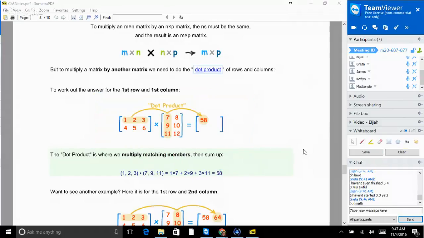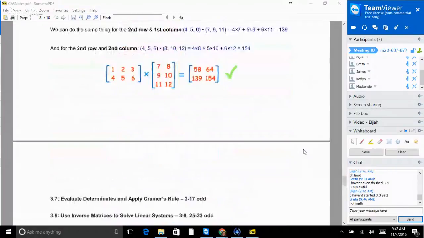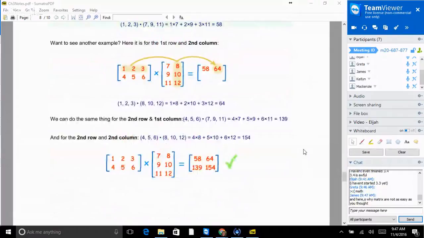Did I scare everyone, or does it feel like maybe it's doable? James says that here's why matrix is not as easy as you thought. Basically, it's possible, right? Don't be scared. It's actually like a system, and we're going to figure out the system and we'll be able to do it. But for now, you just focus on the fun that is 3.4 and 3.5.